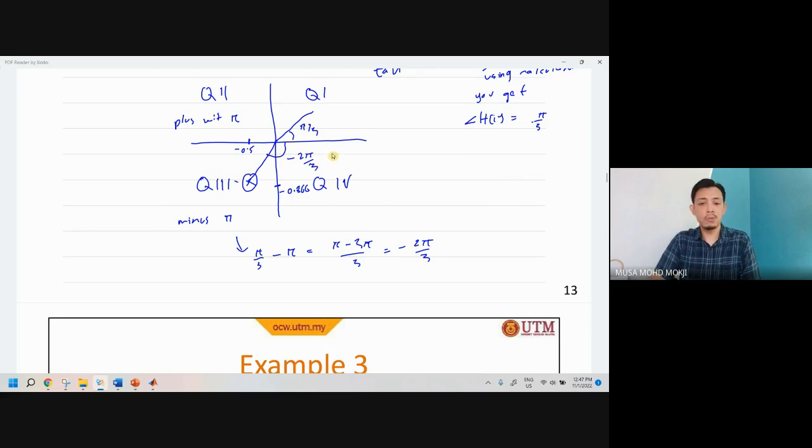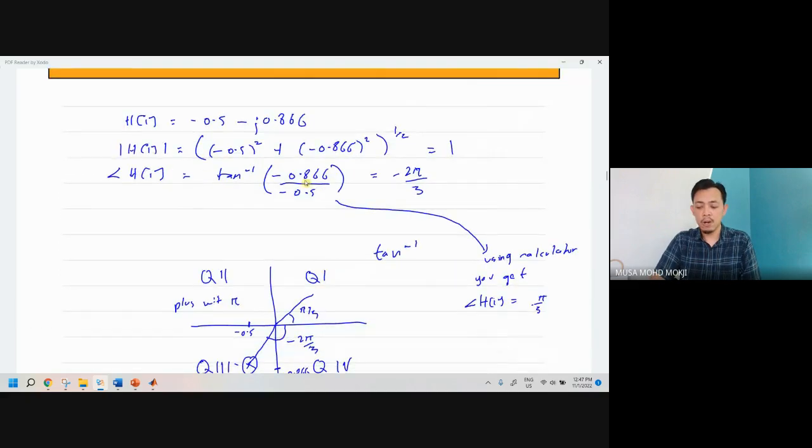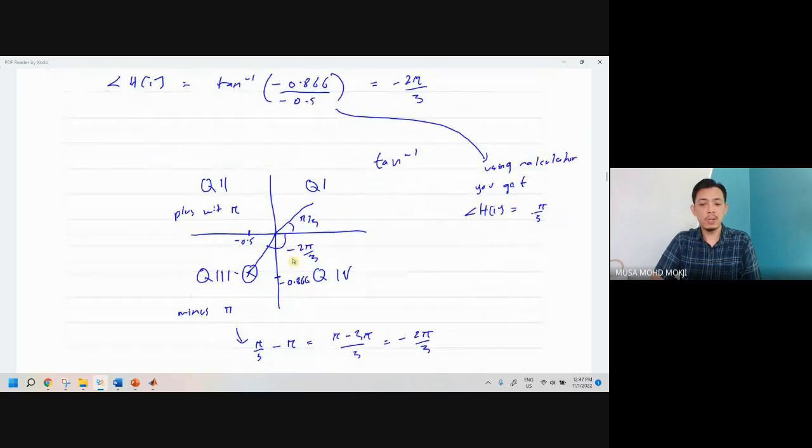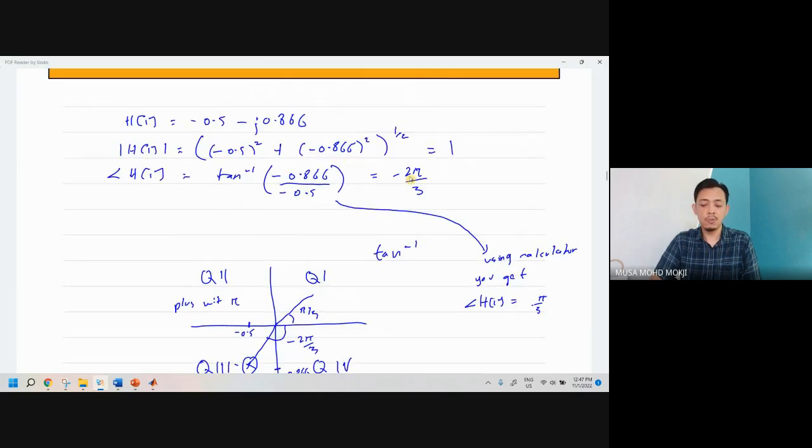So we need to know in which quadrant our point is. If it is in quadrant 1 or quadrant 4, you don't need to do any correction. But if it is in quadrant 2 or quadrant 3, you need to do some correction: in quadrant 2, you plus with pi, and in quadrant 3, you should minus with pi. So then this is what we get, minus 2 pi over 3.